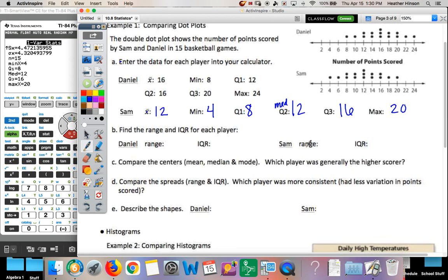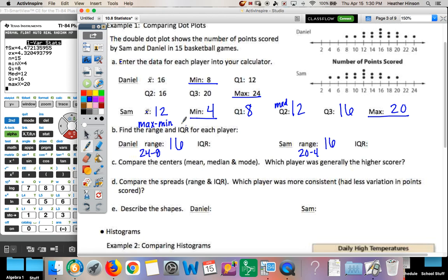So we want to find the range and the IQR, which is the interquartile range, for each player. Your range, again, is your max minus your min. So for Daniel, that means 24 minus 8, which is 16. For Sam, on his range, that's going to be 20 minus 4, which is also 16.